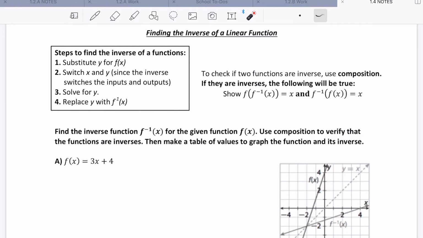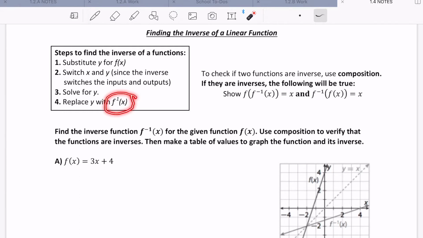Finding the inverse of a linear function has a couple of steps that we need to follow. But not only do we have to find the function, we also have to use composition in order to check our work, okay? So the steps to find the inverse of a function: first of all, we're going to substitute y for f of x. We're going to switch x and y, since the inverse switches the outputs and the inputs. We're going to solve for y, and then we're going to replace y back to function notation.